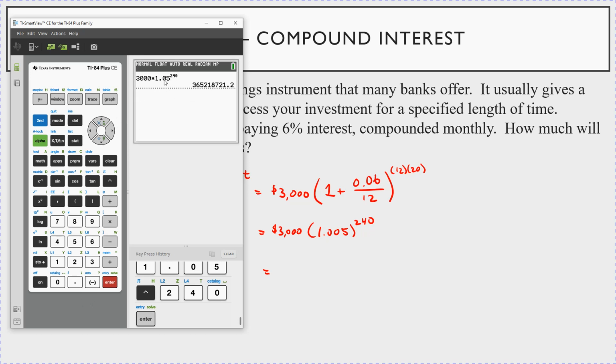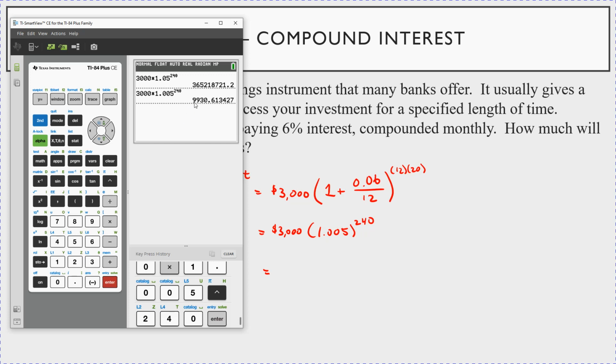I looked at it and was like, wow, that's too much. I forgot a zero there. So 3,000 times, it did look ridiculous to me. 1.005. There we go, raised to the 240th power. Sorry about that. This looks much more reasonable. So notice, when you get your results like this, ask, does that look like it makes sense? No. So I noticed I forgot a zero.